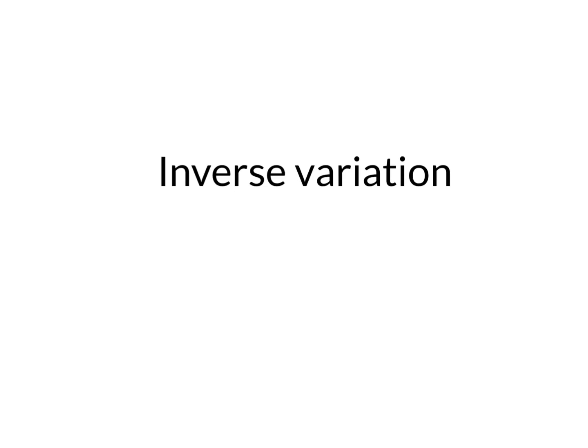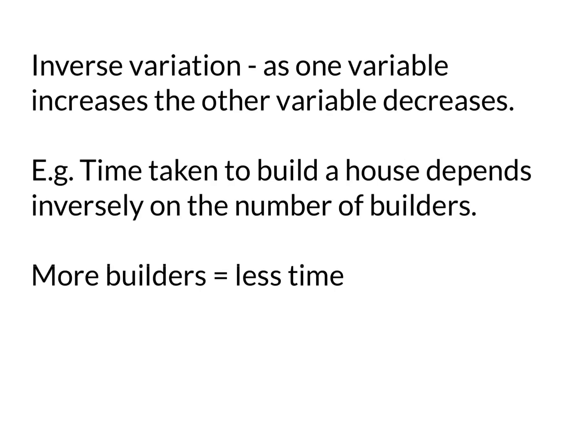Welcome to inverse variation. Inverse variation is an example of where one variable increases whilst the other variable decreases. For example, the time taken to build a house depends inversely on the number of builders. So the more builders, the less time it should take.